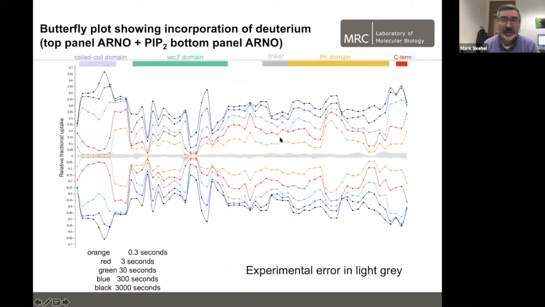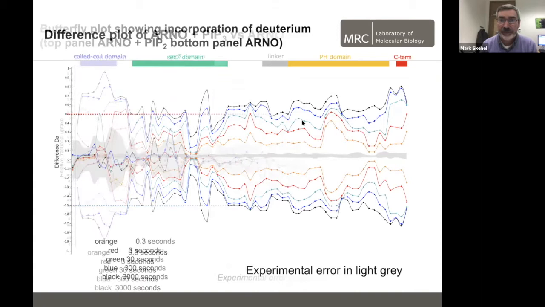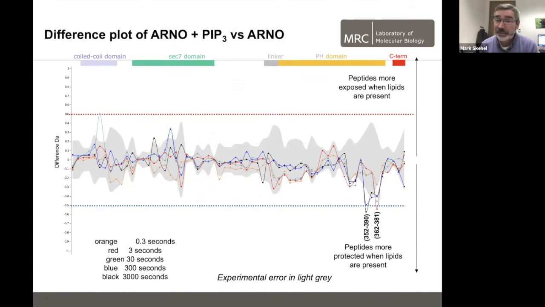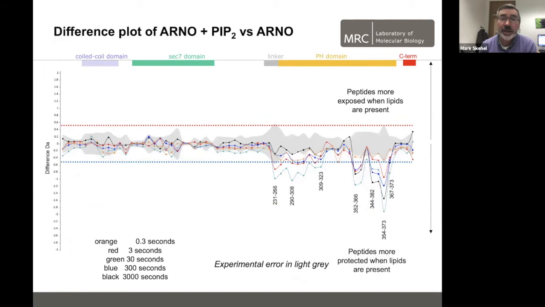Okay. So what we did first was to look at ARNO with PIP3 containing membranes. And you can see, again, anything above the red line is significant, anything below the blue line is significant. And the gray in the background here is the error in the determination. There isn't very much going on, potentially a little bit of protection at the C-terminus here, but really not much going on with PIP3. But then if we look at PIP2 in the membrane rather than PIP3, there's a lot more going on. Again, here at the C-terminus, there's a strong interaction, and then regions just a bit more towards the N-terminus here, we've got some nice interactions.